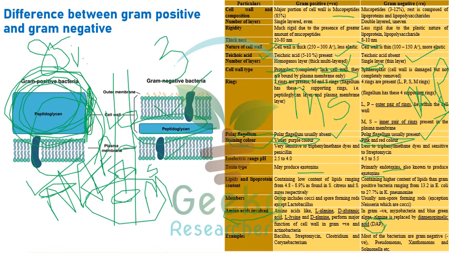If you see gram positive, NAG and NAM are connected by L-alanine, D-glutamic acid, L-lysine and D-alanine. When it comes to gram negative, alanine is replaced by DAP, that is diaminopimelic acid, okay? Diaminopimelic acid, that's it.